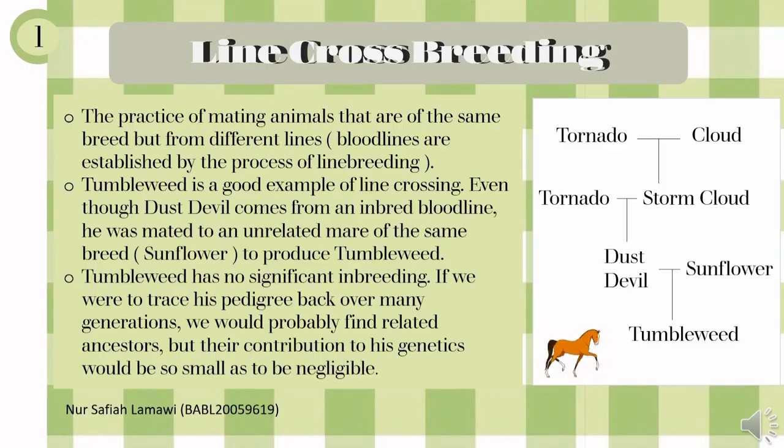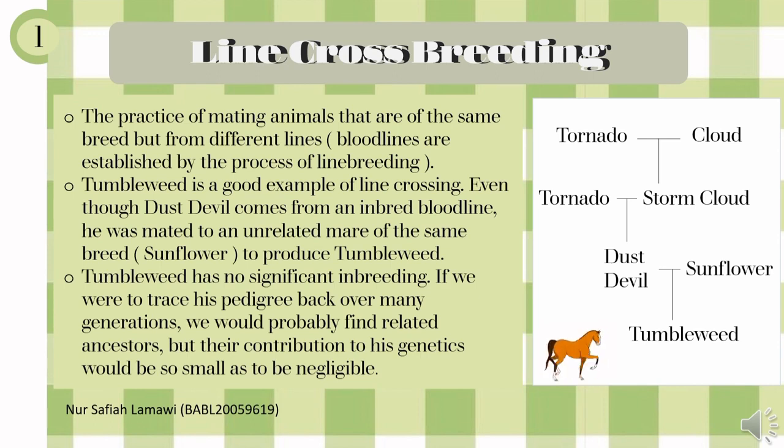Line crossing is the practice of mating animals that are of the same breed, but from different lines, which are lines established by the process of line breeding. So, going back to our imaginary horses again, Tumbleweed is a good example of line crossing. Even though Dustiver comes from an inbred bloodline, he was mated to an unrelated mare of the same breed, which is Sunflower, to produce Tumbleweed.